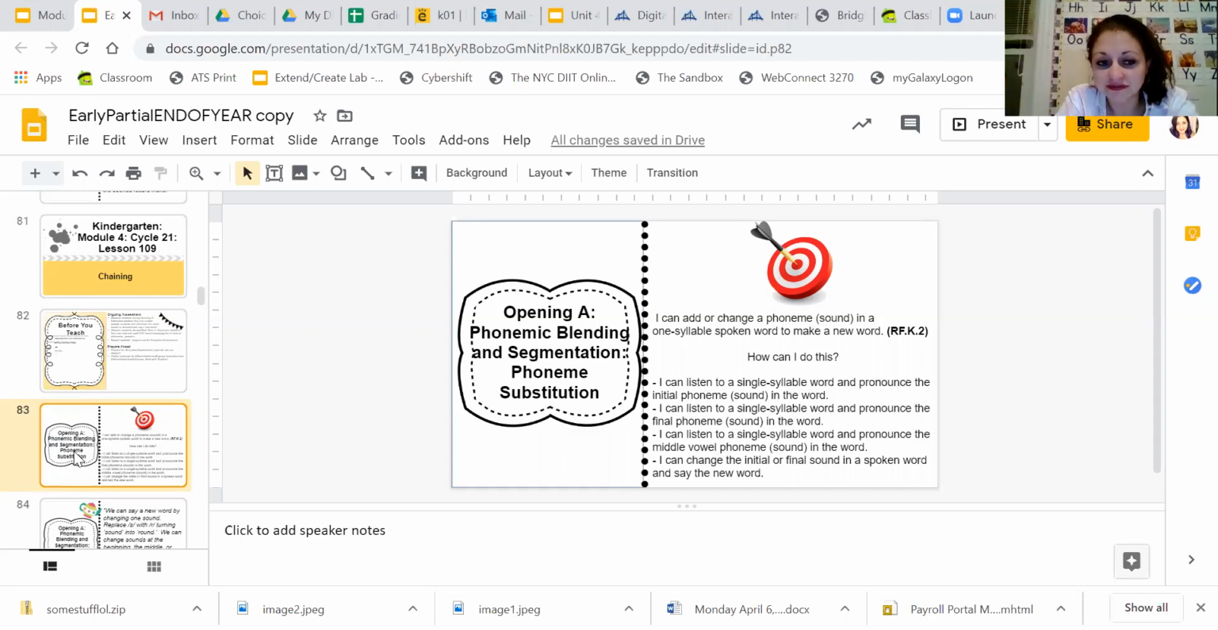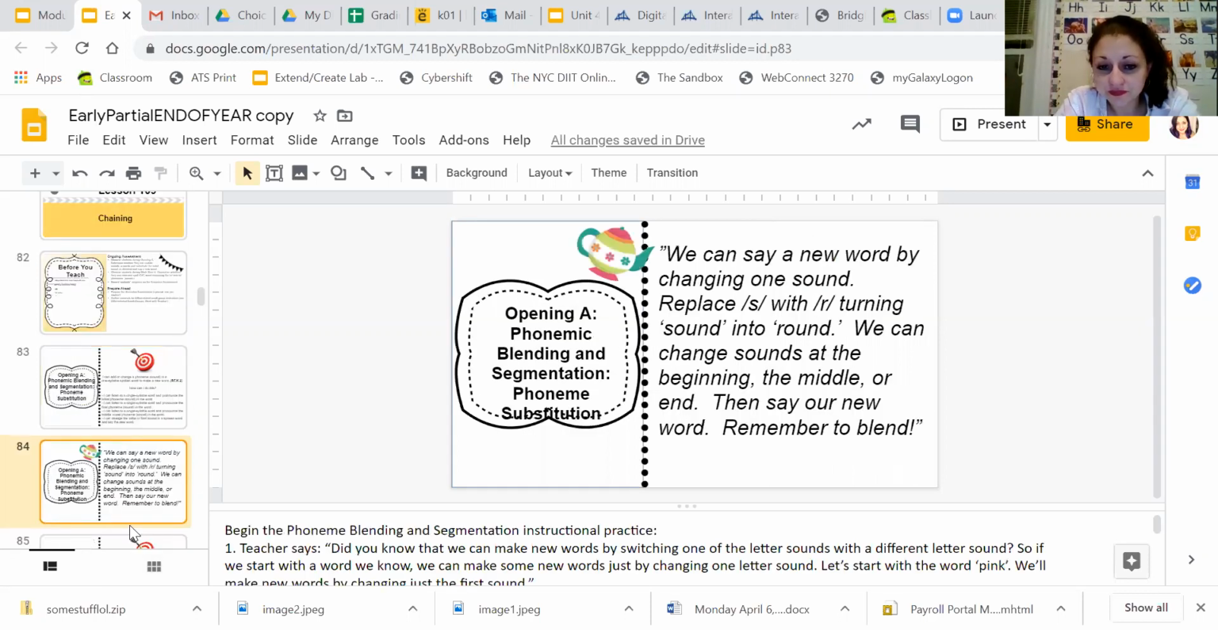Let your arrows go. We can say a new word by changing one sound. Replace turning sound into round. We can change sounds at the beginning, the middle, or the end. Then we say our new word, remember to blend. Okay, so we're going to do some blending. We're going to do some chaining.